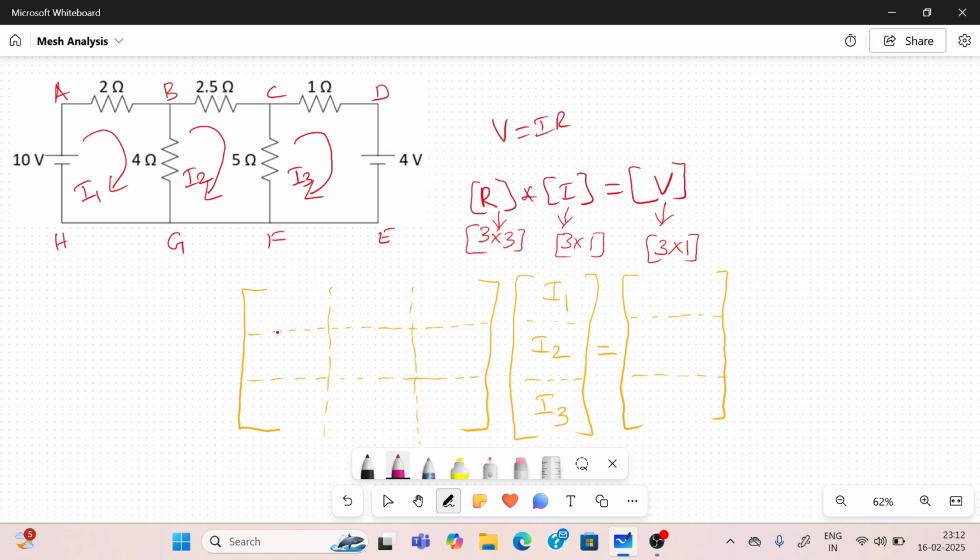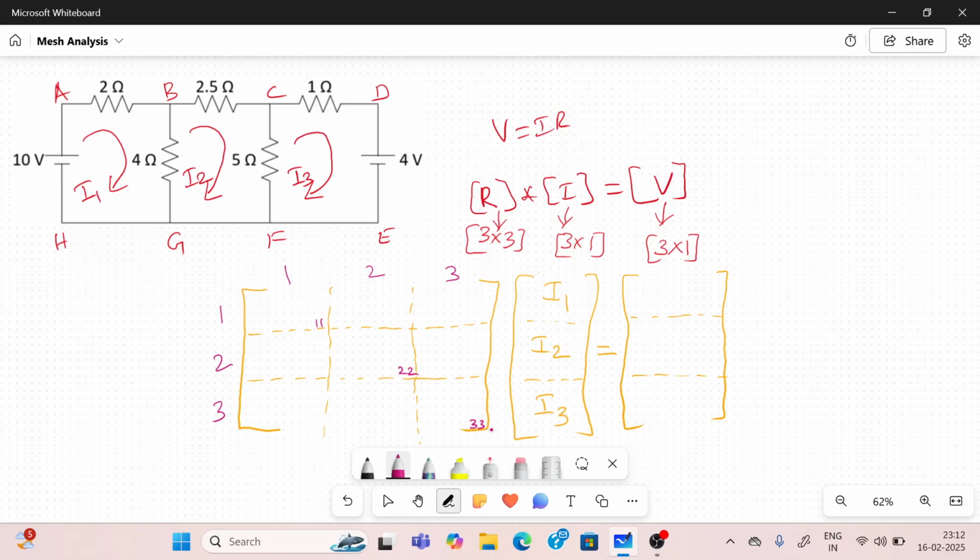Okay. So we have two kinds of elements, right? Normally row 1, row 2, row 3, column 1, column 2, column 3. Row 1 and column 1 will represent mesh 1, number 2 will represent mesh 2, number 3 will represent mesh 3. There are two kinds of elements. One is the diagonal elements: diagonal element 1 1, 2 2, and then 3 3.